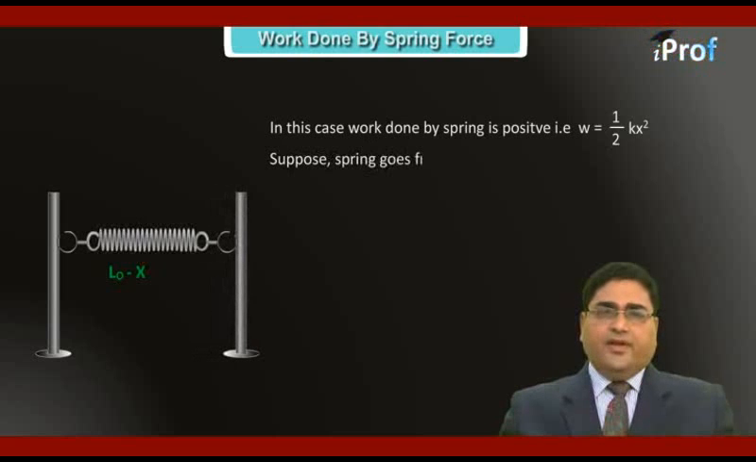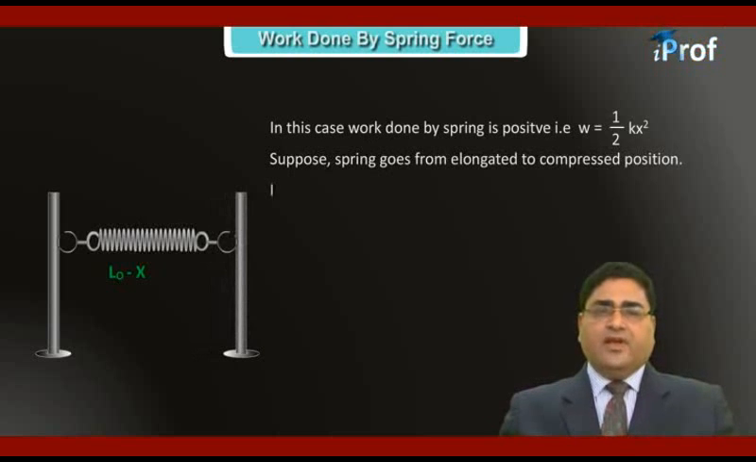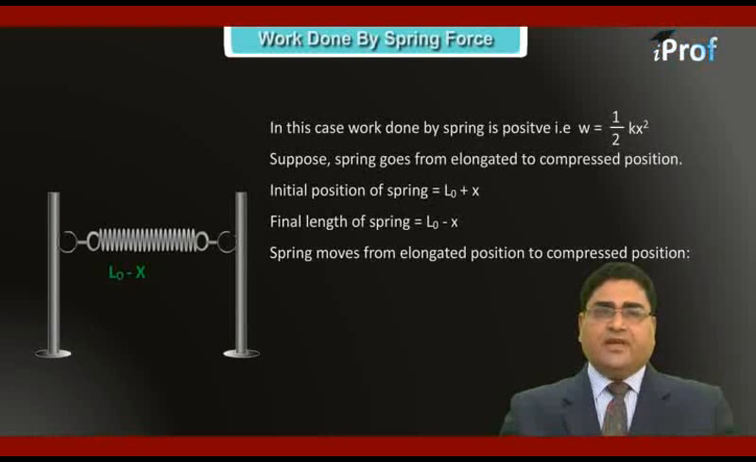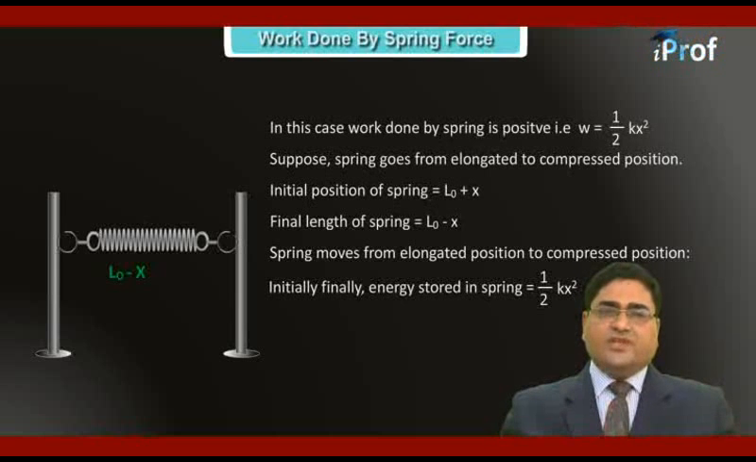Suppose spring goes from elongated position to compressed position. Initial length of the spring is L0 plus x. Final length of the spring is L0 minus x. So initially energy stored in spring is half kx square. Finally also energy stored in spring is half kx square. So there is no change in energy stored in spring. So work done by spring as well as work done by agent equal to 0.